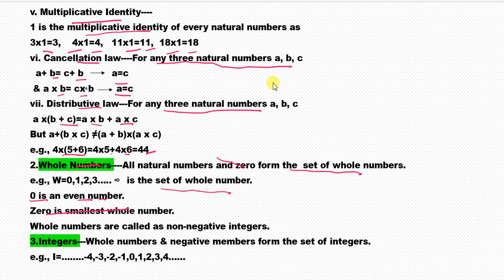In natural numbers, 0 is not present, but in whole numbers 0 is present. 0 is the smallest whole number. Mind it. Whole numbers are also called non-negative integers.